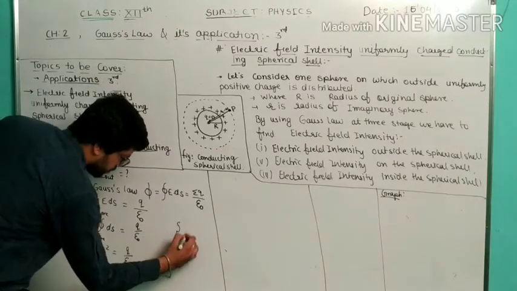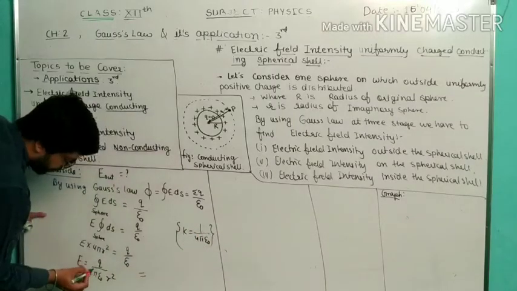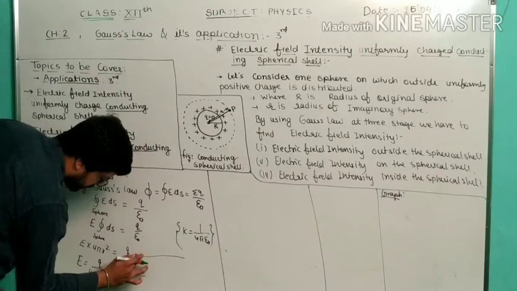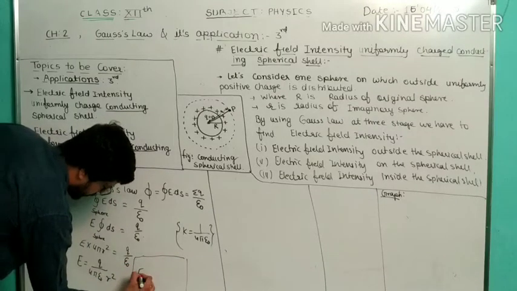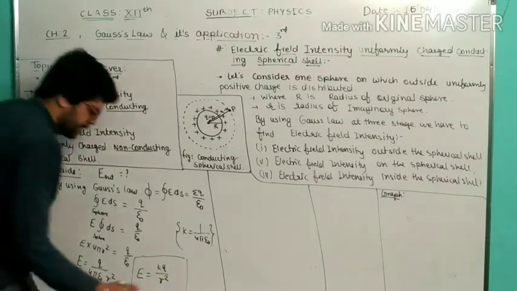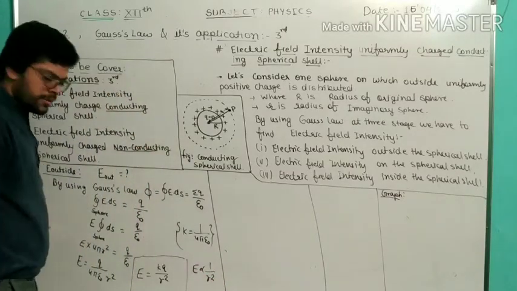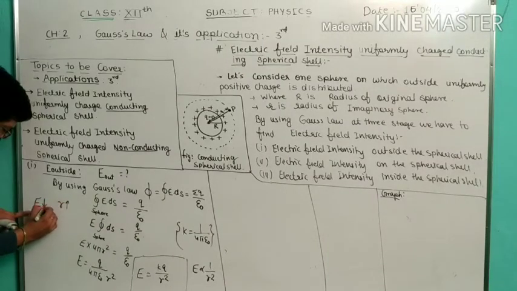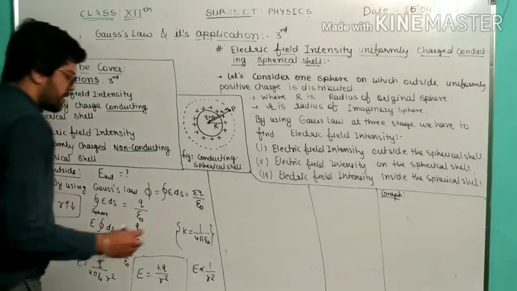You know k is equal to 1 upon 4 pi epsilon naught. So this 1 upon 4 pi epsilon naught is replaced by k. So the final expression, which is very important, is E is equal to kq upon r square. E is equal to kq upon r square means E is inversely proportional to r square. What do you mean by this? As r increases, E decreases; as r decreases, E increases. So that is a brief understanding.